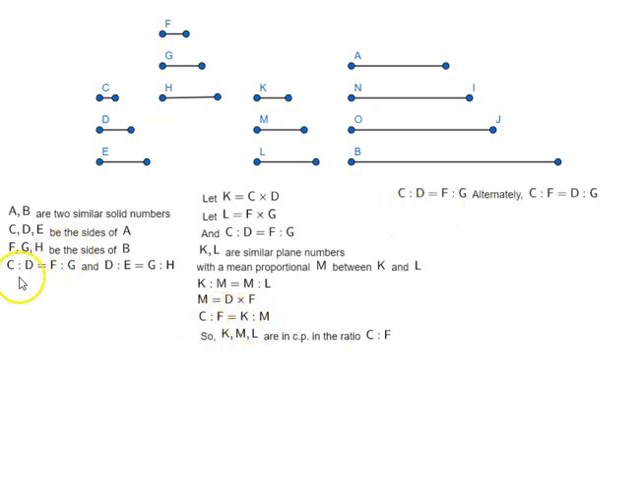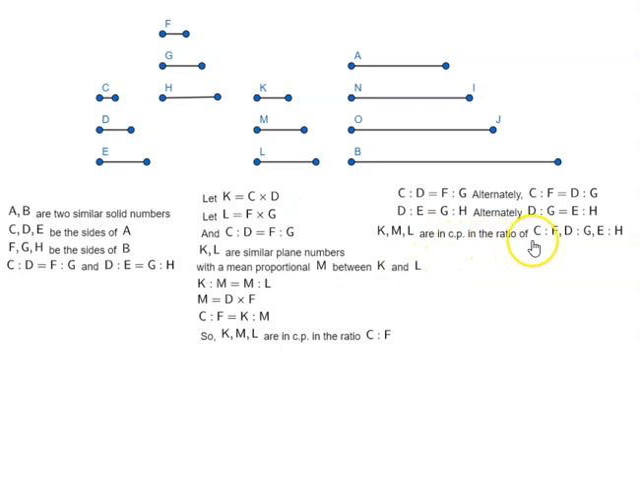We had C is to D is equal to F is to G. Alternately, we can write it as C is to F is equal to D is to G. Similarly, D is to E is equal to G is to H. Alternately, we can write it as D is to G is equal to E is to H. And K, M, L are in continuous proportion in the ratio of C is to F, D is to G, E is to H, because these are all equal to each other. So since K, M, L is continuous proportion in the ratio of C is to F, that means it is also in the ratio of D is to G and E is to H.